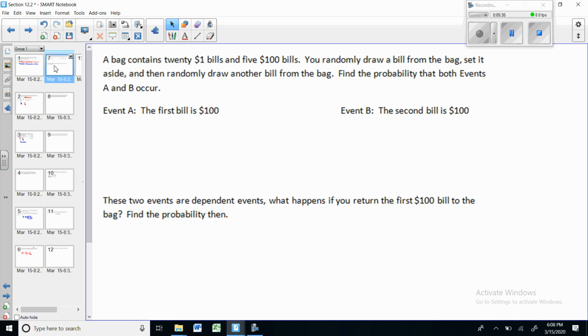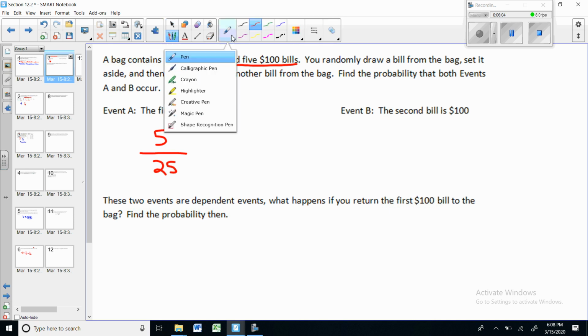Okay, a bag contains $1 bills and 5 $100 bills. You randomly draw a bill from the bag, set it aside, and then randomly draw another bill from the bag. Find the probability that both events A and B occur, that the first bill we draw is $100. So how many bills do we have total in the bag? Well, you have 20 $1 bills and 5 $100 bills, so that's a total of 25. How many of them are $100 bills? 5.